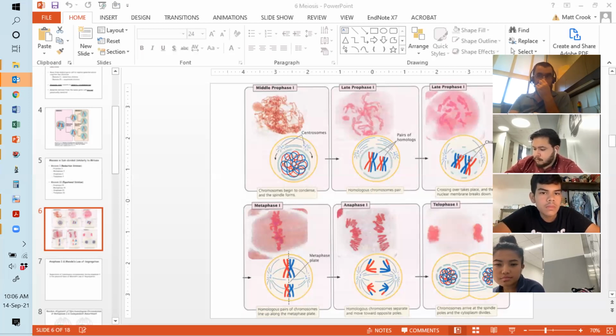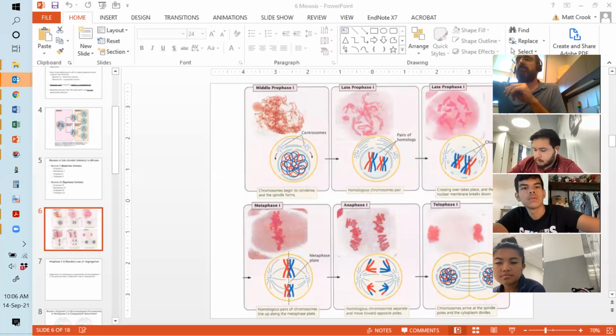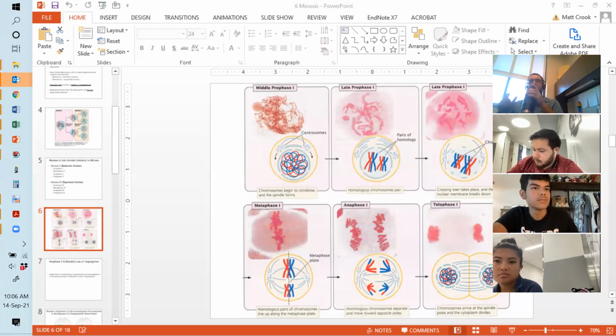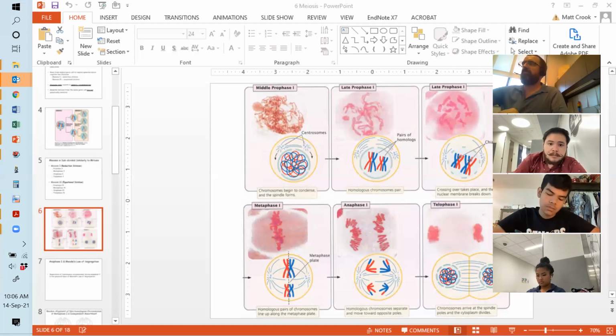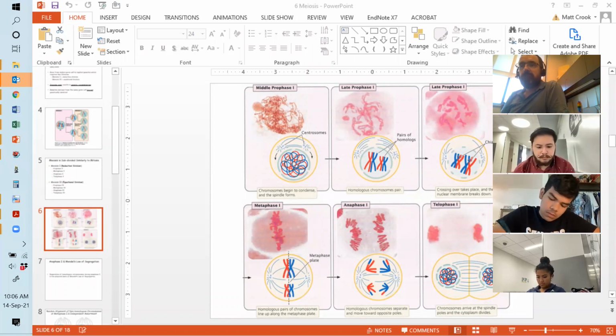Okay. Any questions so far? Wait, sir, I just want to clarify. So in the image, there's two late prophase ones. So on the first one, that's when they pair up like the different ones. And then the second one is when they switch.